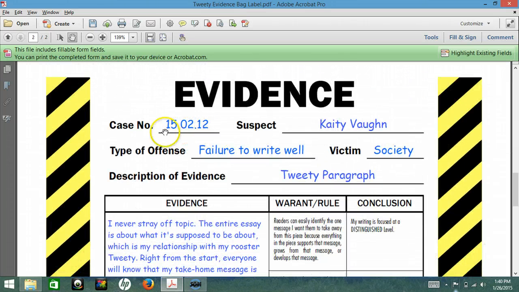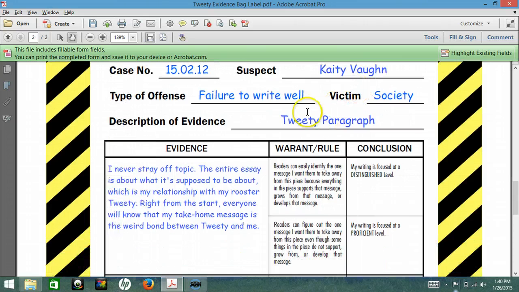Many of the blanks already come filled in. The case number, which is the date, is already filled in. The type of offense, which is failure to write well, is already filled in. The victim, which is society, is already filled in. The suspect, that's your name, so you need to fill that in. And the description of evidence, which is the Tweety paragraph, you also need to fill in.